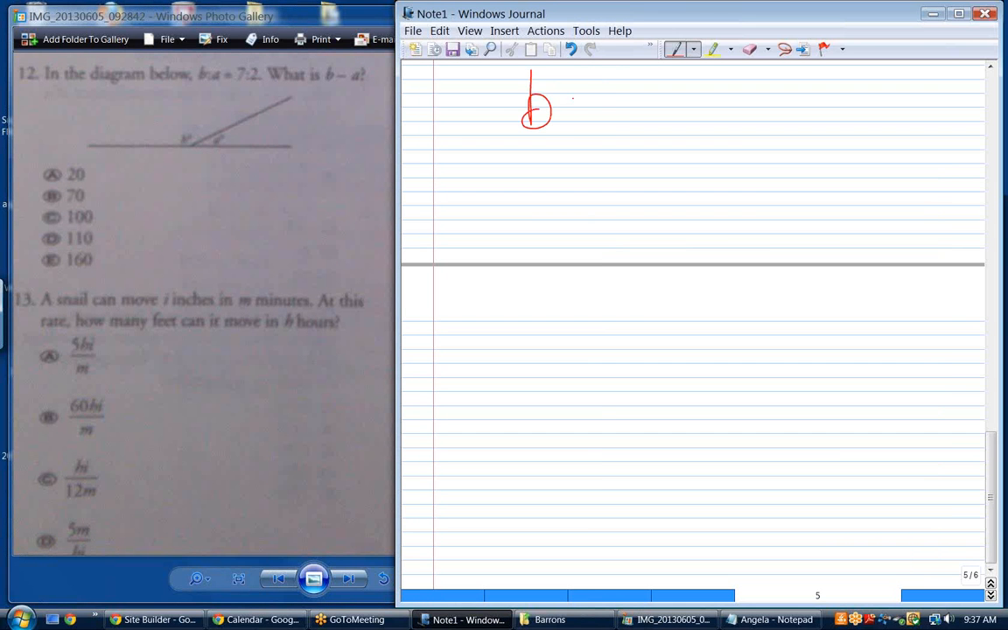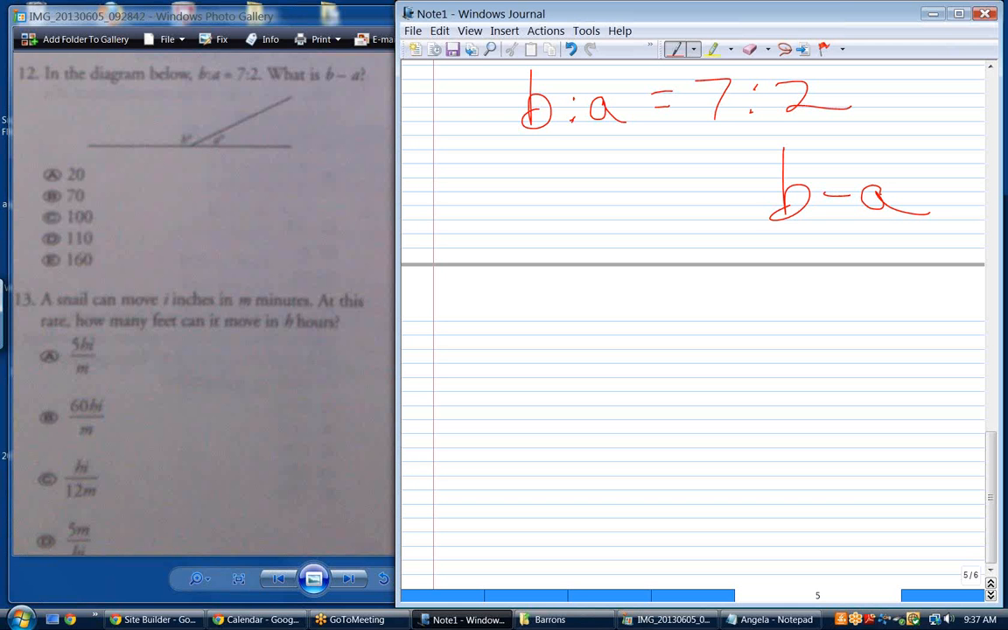Okay, so here I have B to A, if you can't read that, is 7 to 2. And they want to know what B minus A is. This one I'm not sure where to start. See if you can figure out what the angles B and A are. What do we know about B and A?